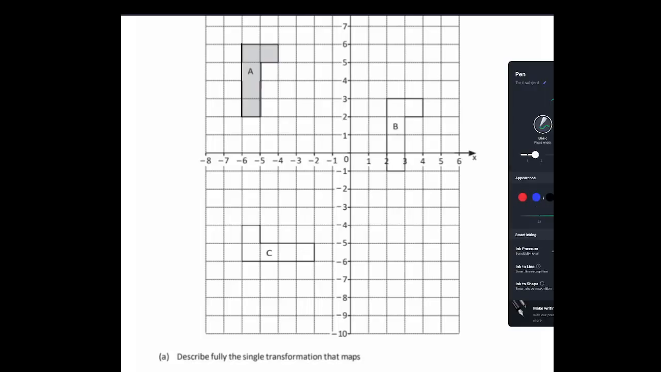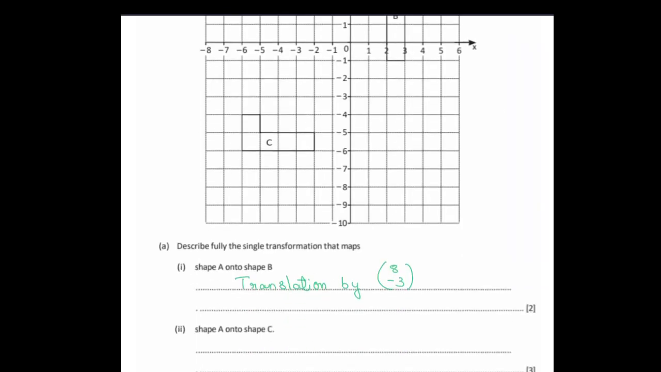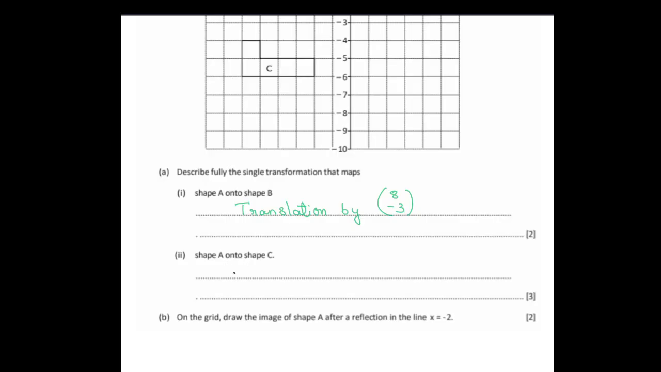What is the center here? The center is the origin, and the angle of rotation is 90 degrees anti-clockwise. So write down rotation, 90 degrees anti-clockwise. Center of rotation is 0, 0, origin. This is done.